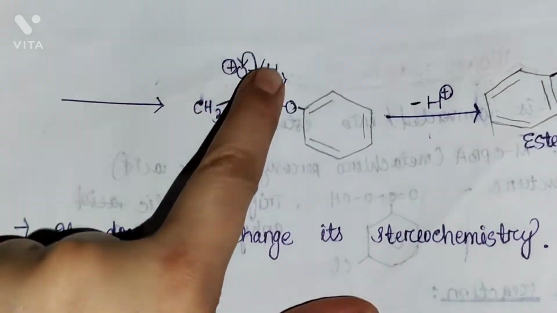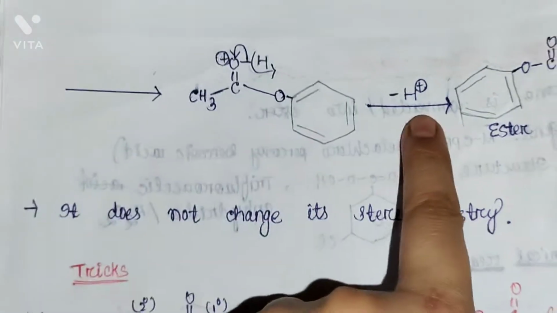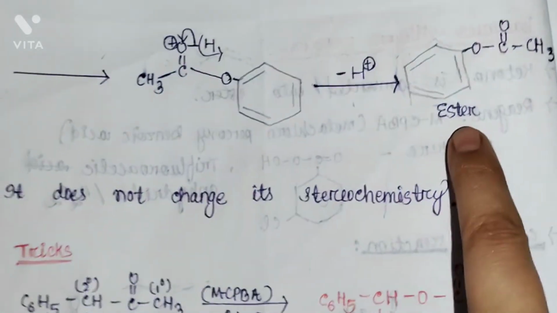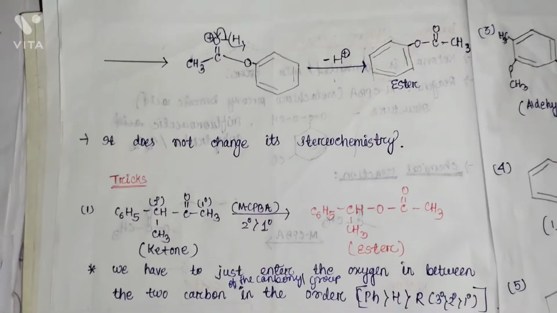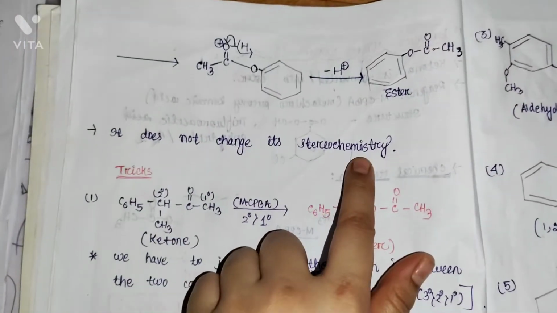Again the oxygen contains 3 bonds, which is highly unstable. Hence the H plus ion will be removed again and the product will be formed, that is the ester. Just remember one thing, that in the Baeyer-Villiger reaction the stereochemistry does not change.